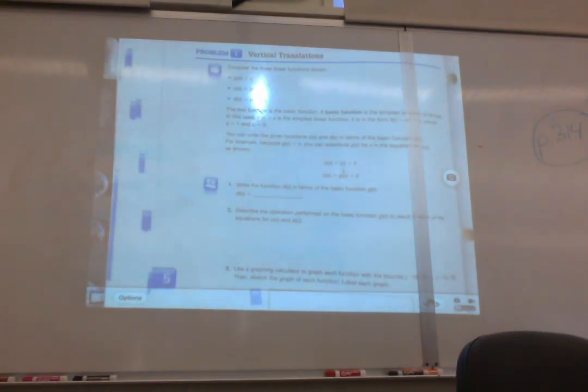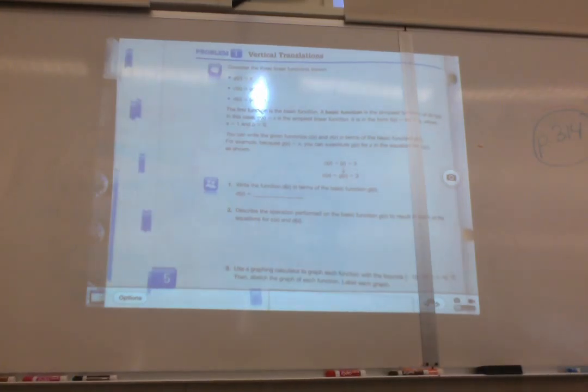Now, if it's vertical translation, instead of moving it to the side, we're going to be moving something up and down. Number 1, consider 3 linear functions.